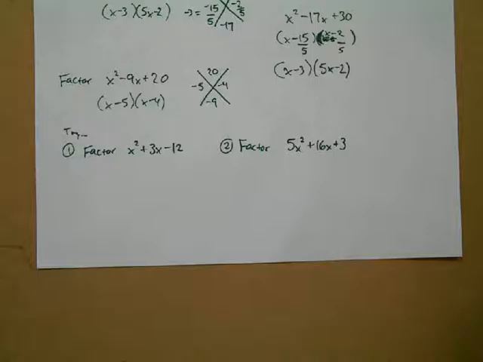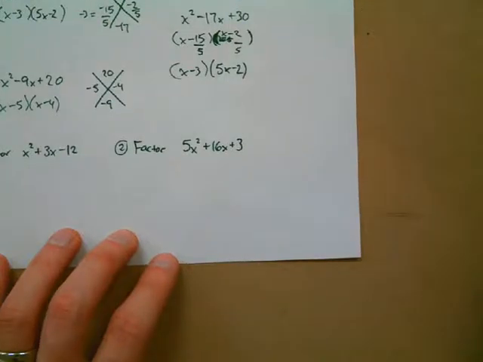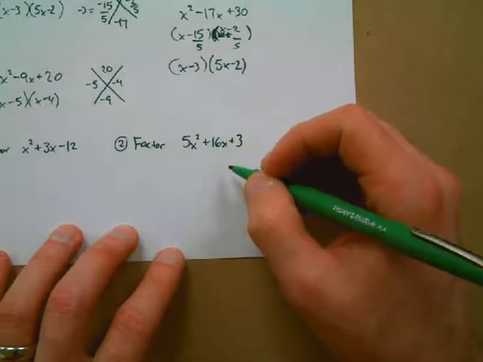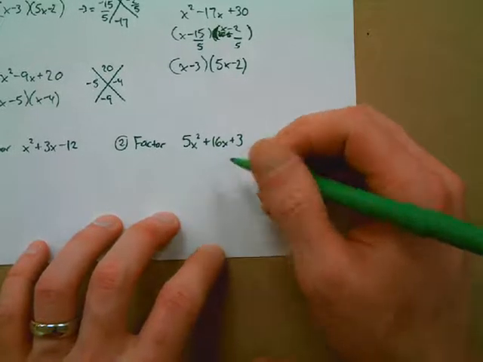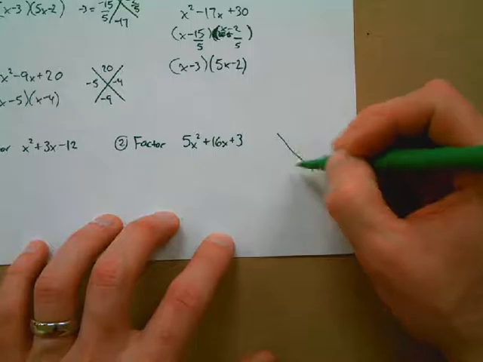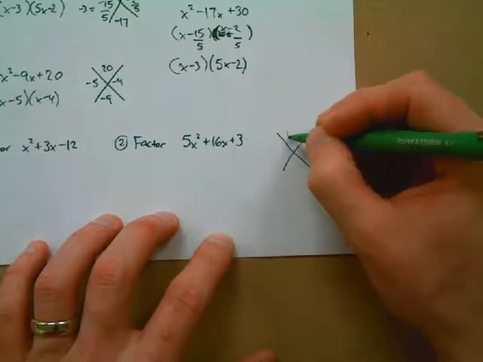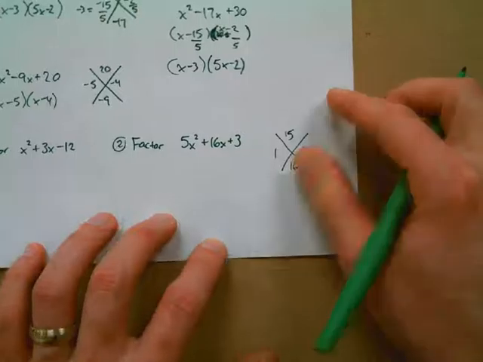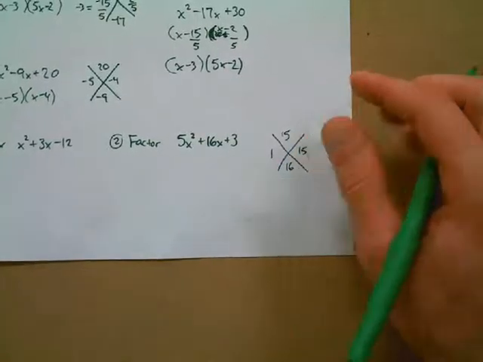All right, so let's take a look here. 5 times 3, we want to multiply to 15 and add to 16. So 1 and 15 are our numbers. But don't forget, we have to divide those by that lead coefficient, the 5 there. So divide by 5, divide by 5. 15 divided by 5 is 3, so that simplifies, but 1 and 5 do not. And so the real factors are going to be x plus 3 and then 5x plus 1.